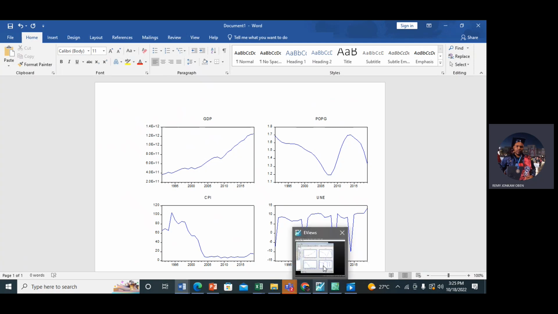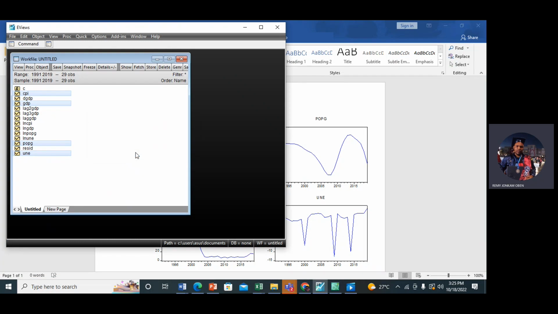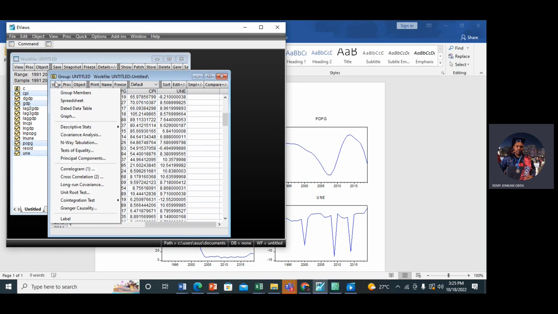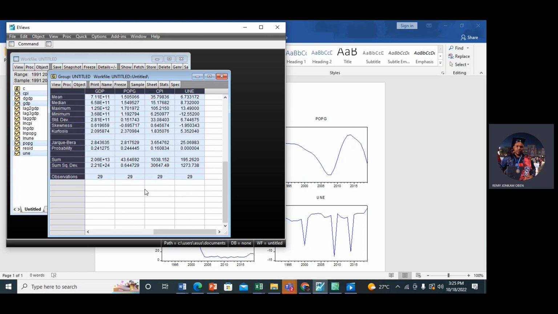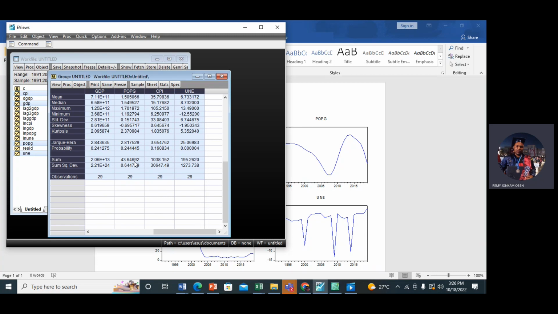After doing the graphs, let me delete. You also have to explain to me the descriptive statistics, so I press enter. I go to View. I come to Descriptive Statistics. I take Common Sample. So again, just take Control A, copy. When you choose copy, they will ask you, do you want to copy as displayed or do you want to copy using highest precision? Always take as displayed, so don't change anything, just take OK. So you have copied it.